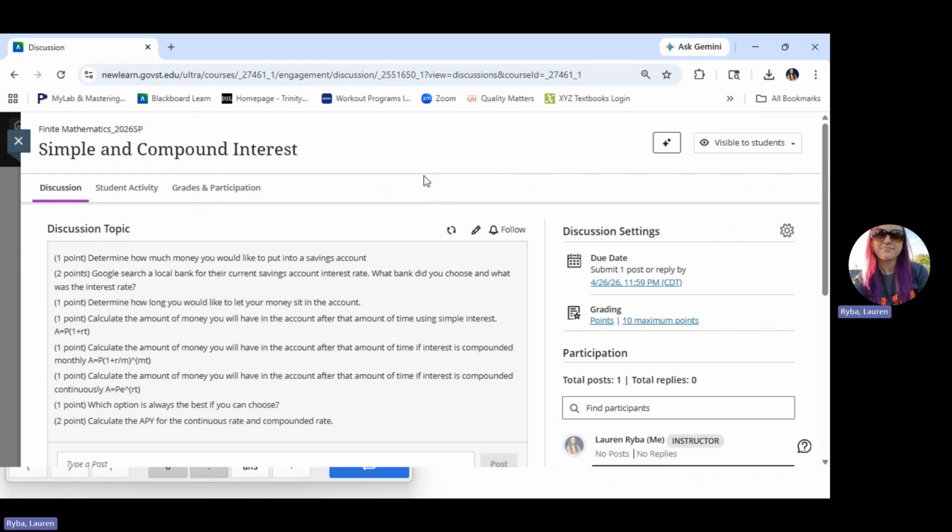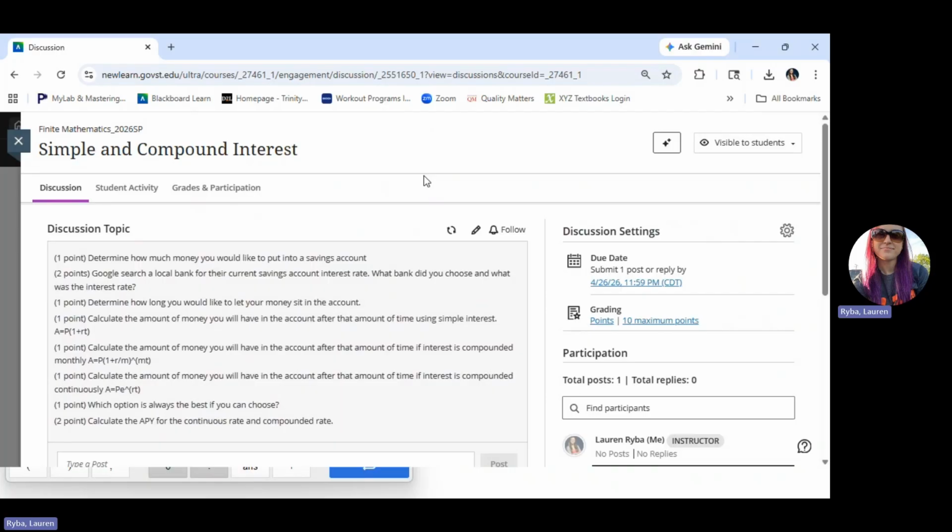All right, what I'm going to have you do is the following. Determine how much money you would like to put into any savings account. This is all hypothetical, okay? But you are going to do a Google search for a local bank to where you live for their current savings account interest rate. You're going to list what bank you chose and their interest rate. So now we're up to 3 points. Next point, how long are you going to let your money sit in that account?